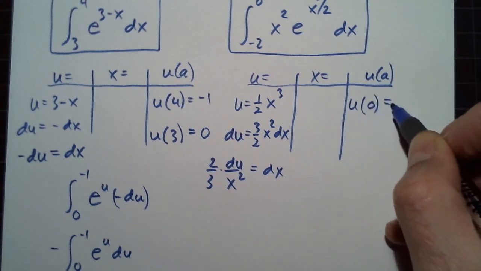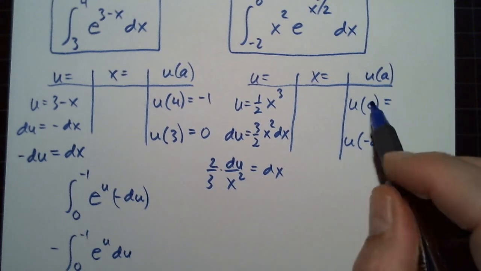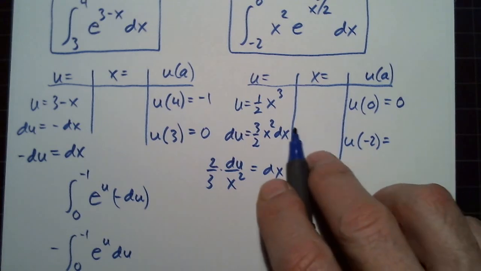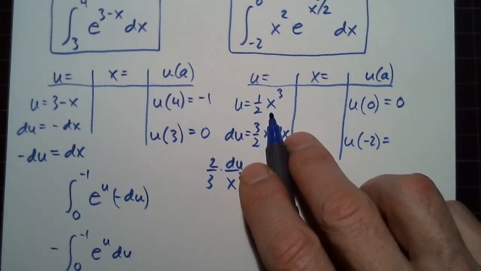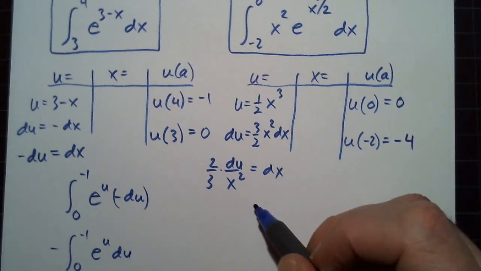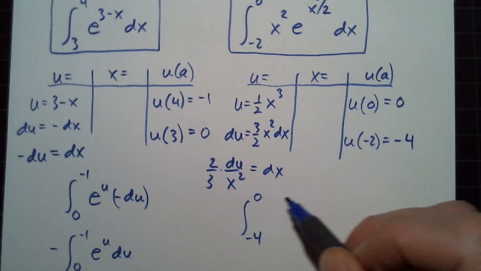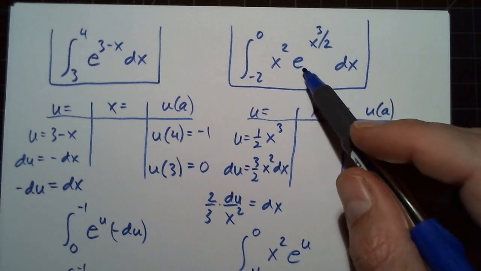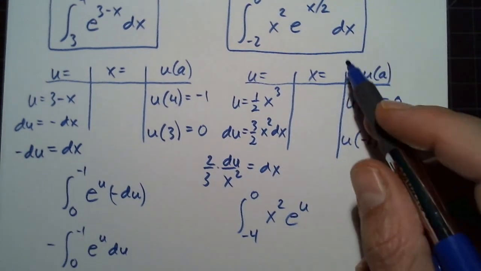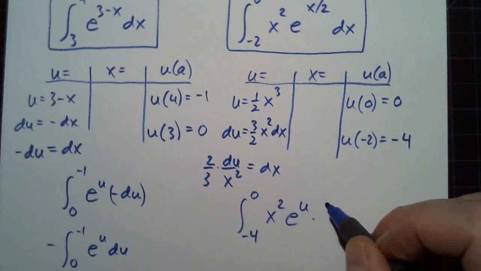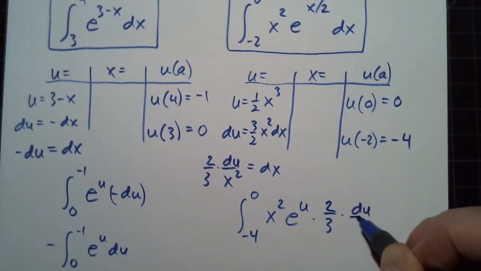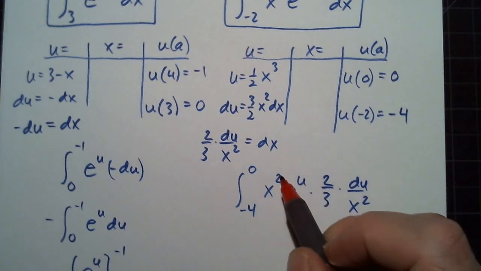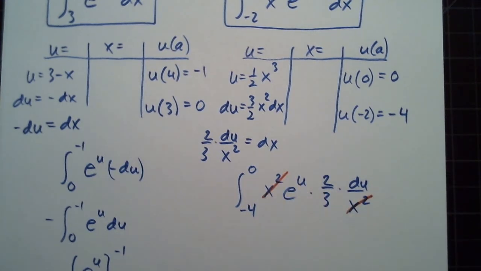U evaluated at 0, U evaluated at -2. Substitute a 0 right there, and we get 0. And then put in a -2, and we'll have -8 over 2. So this is u, we have e to the u, and then dx is going to be this whole thing. Now we have cancellation like this, with a 2/3.